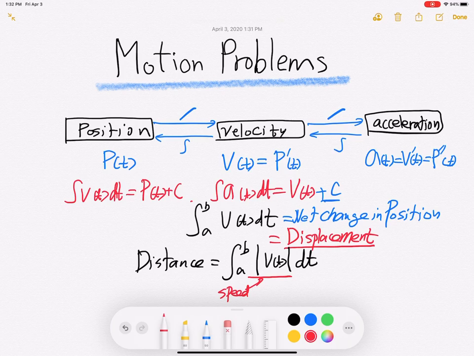If the velocity function graph is above the t-axis, that is positive velocity, right? In that case, displacement is positive, and displacement is equal to distance. But what if the velocity function, or part of it, is under the t-axis? Negative velocity means the particle is moving backward, which means negative displacement. In that case, you have to change the negative sign to positive to find the actual traveled distance. I'll explain this concept with 3 example problems from now. Let's go.